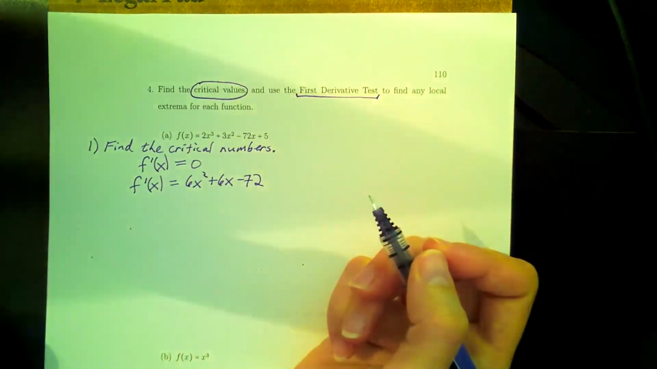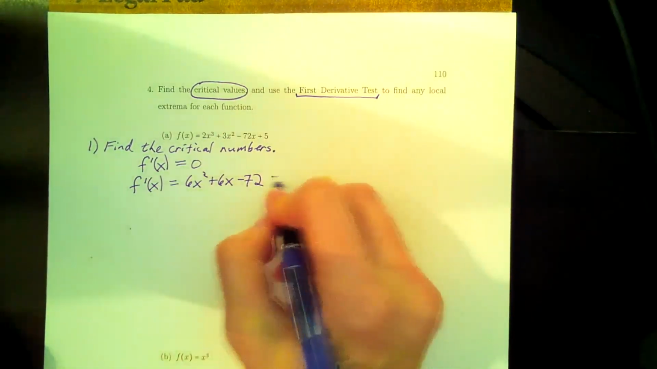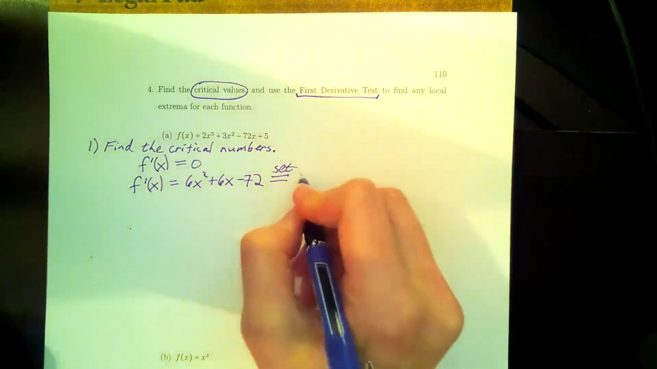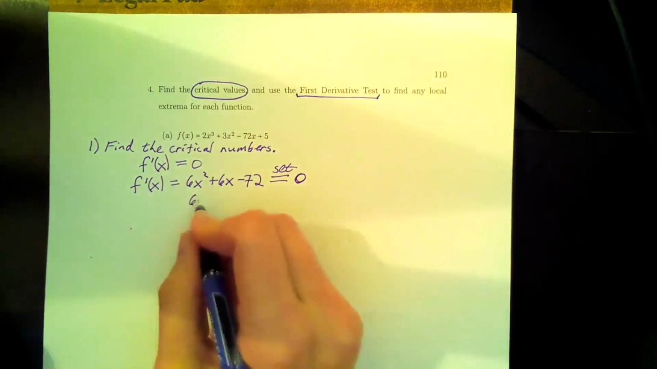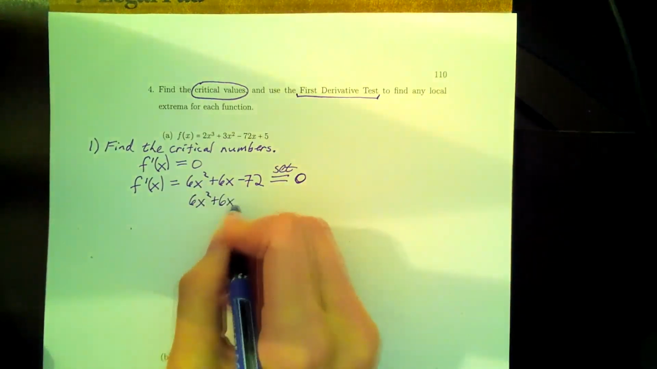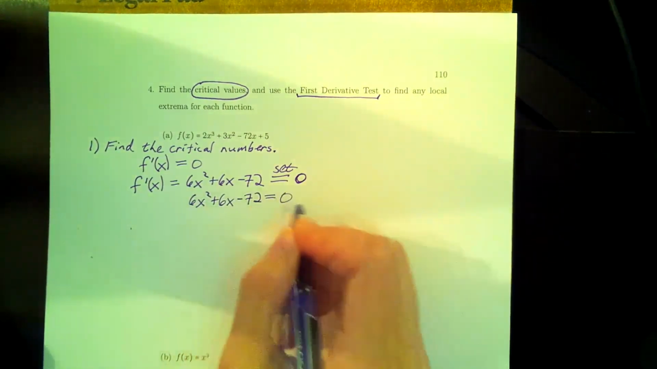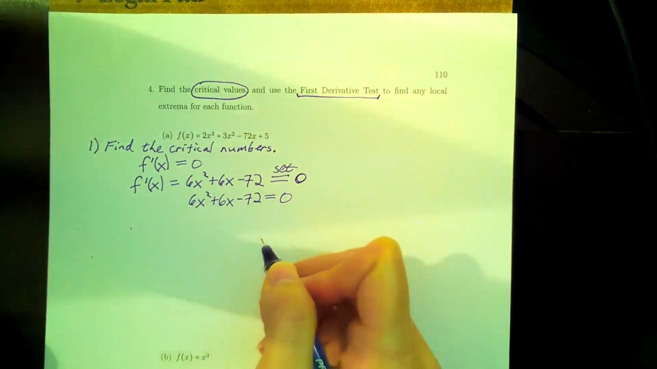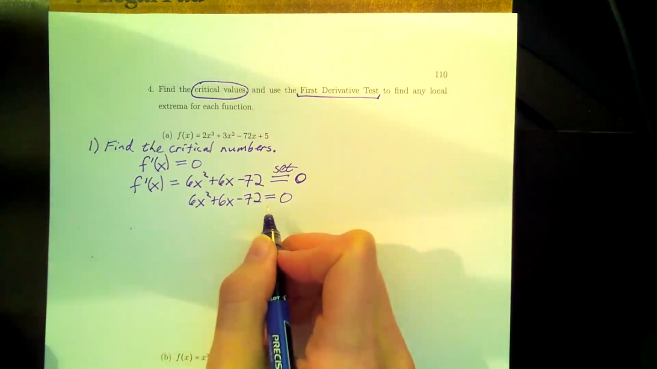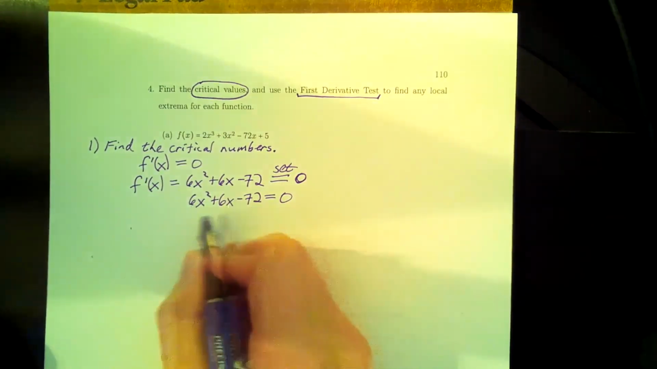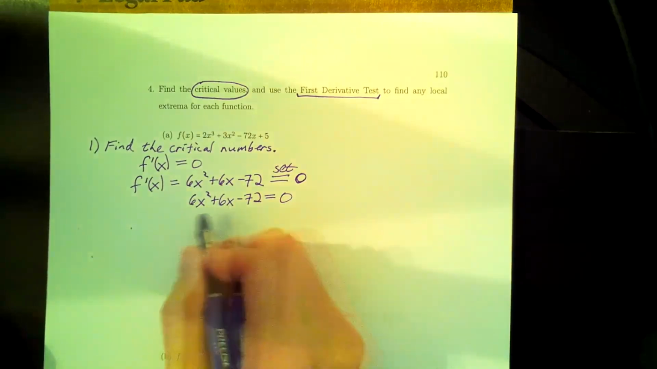That's my derivative function. Now what I'm supposed to do with that, I'm supposed to set this equal to 0 and solve for x. Now when I have this set equal to 0, I notice that this is a quadratic. So it would be really great if I could solve this by factoring. So let's first factor out the greatest value of 6 here.